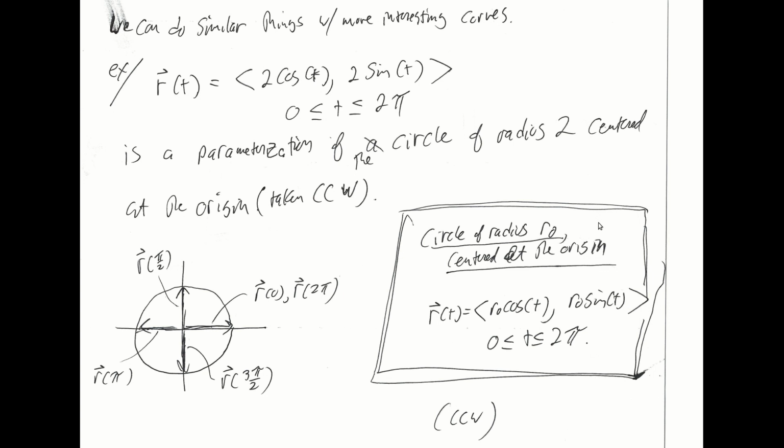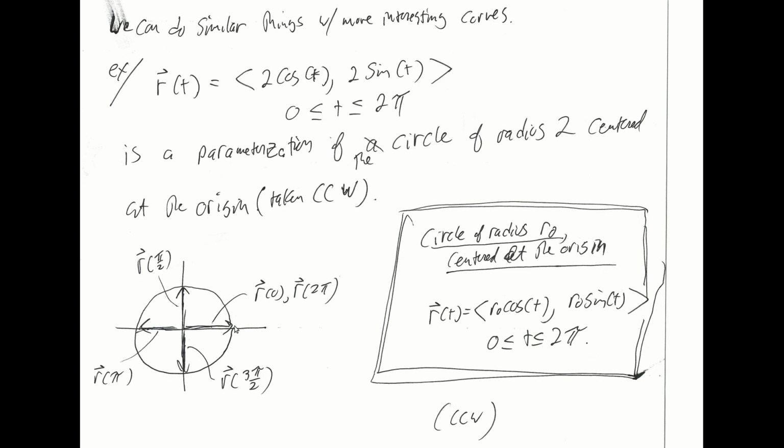I can take a circle of arbitrary radius centered at the origin by replacing the 2 with an r naught. So I can form a parameterization of an arbitrary circle of radius 2 centered at the origin by letting r hat of t be r naught cosine t, r naught sine t, and allowing t to be from 0 to 2 pi. This is a parameterization of such a circle traced in the counterclockwise direction as we mentioned here, and in fact traced exactly once.